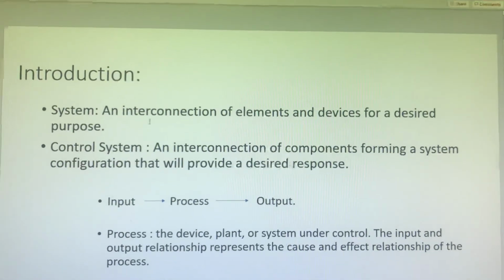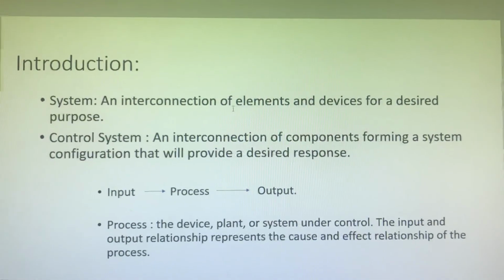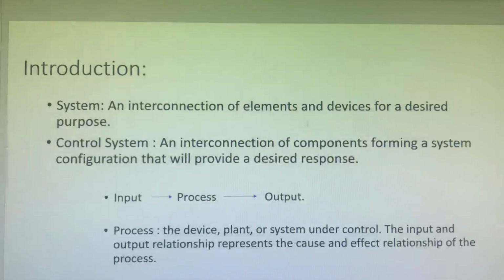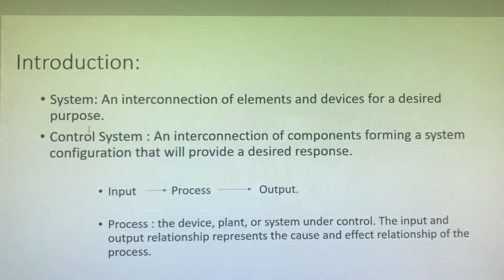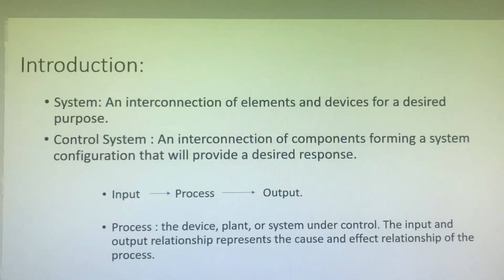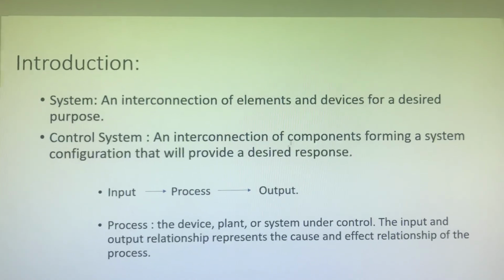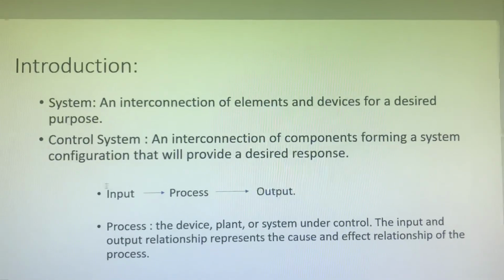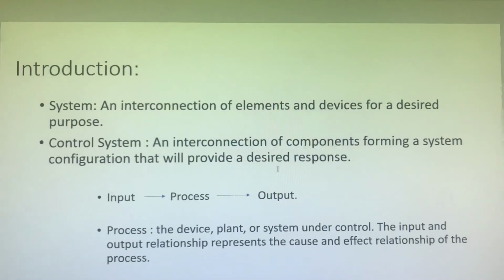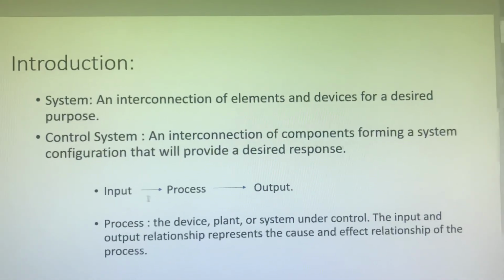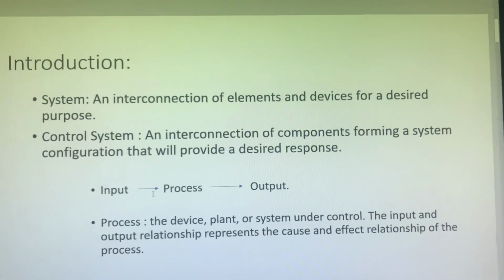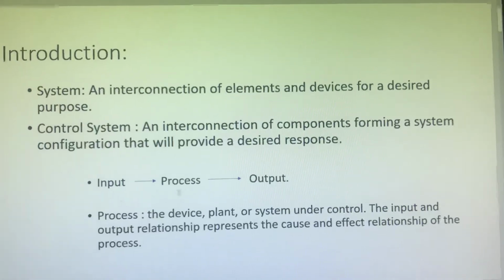A system is an interconnection of elements and devices for a desired purpose, and a control system is an interconnection of components forming a system configuration that will provide a desired response. As you see here, it is a line system.